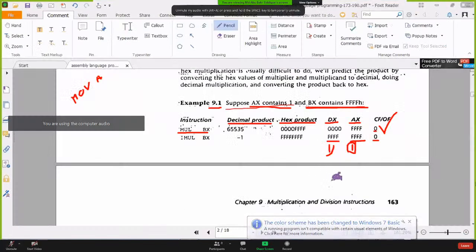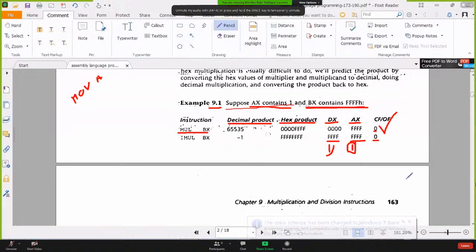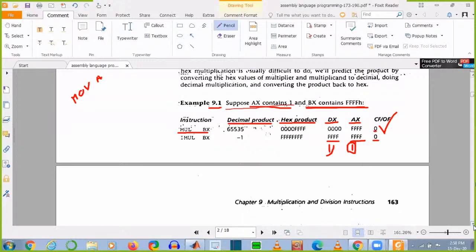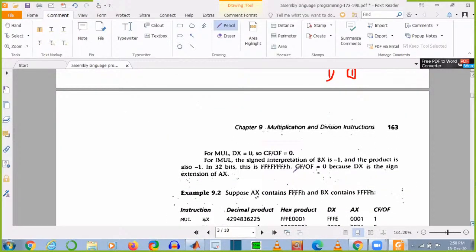Okay, so more or less we understand. Let me go through it. So what is the explanation for MUL? That means unsigned multiplication, DX equals 0. So CF and OF equal 0. Okay, you understand? So the upper half, we already said that the upper half is 0, then CF and OF equal 0. So for MUL, DX equals 0, so CF and OF equal 0.